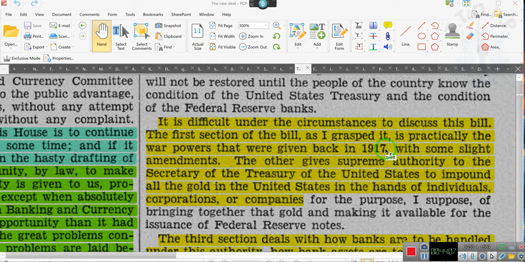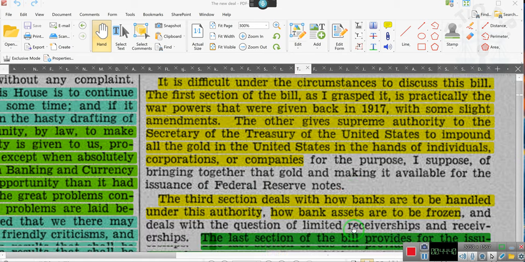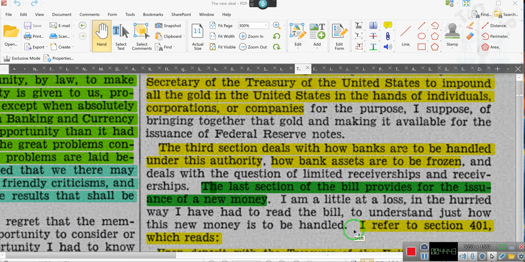Well, if you listen to these stupid attorneys, they say that it was those movements, those redemptionists and those sovereignists that said it was war powers. No, this was Congress that said it was the War Powers Act given back in 1917 with some slight amendments. Then pay attention. The other gives supreme authority to the Secretary of the Treasury of the United States to impound all the gold of the United States in the hands of individuals for the purpose, I suppose, of bringing together that gold and making available the issuance of Federal Reserve notes. So in exchange for bringing together that gold, they were supposed to make Federal Reserve notes available to you.